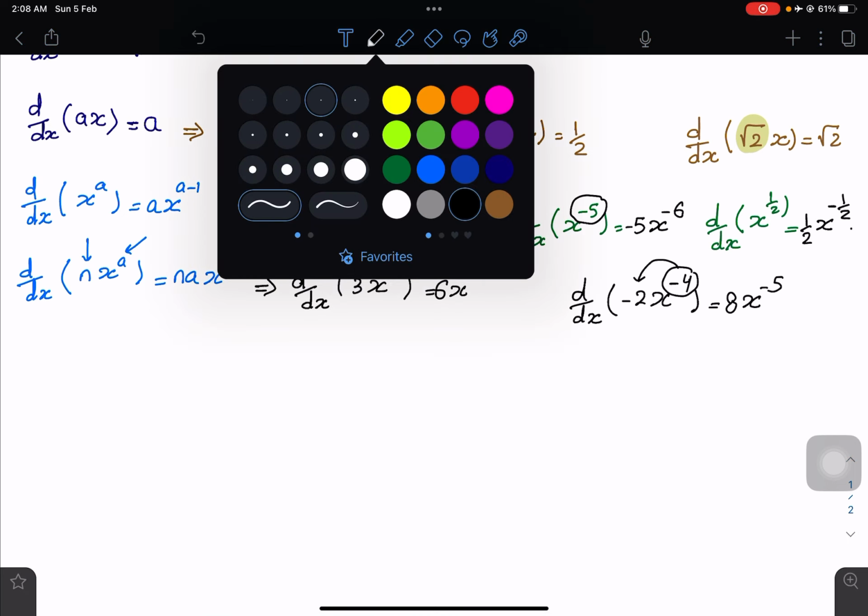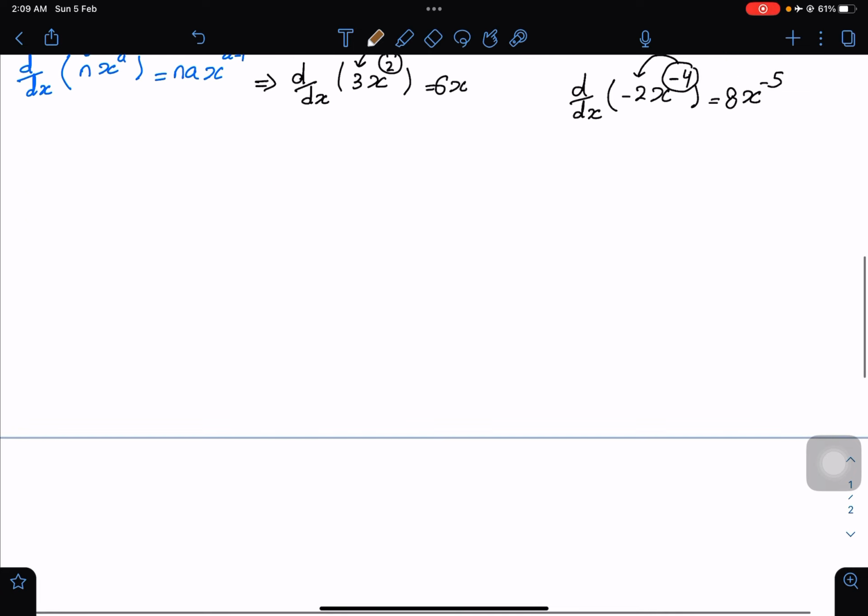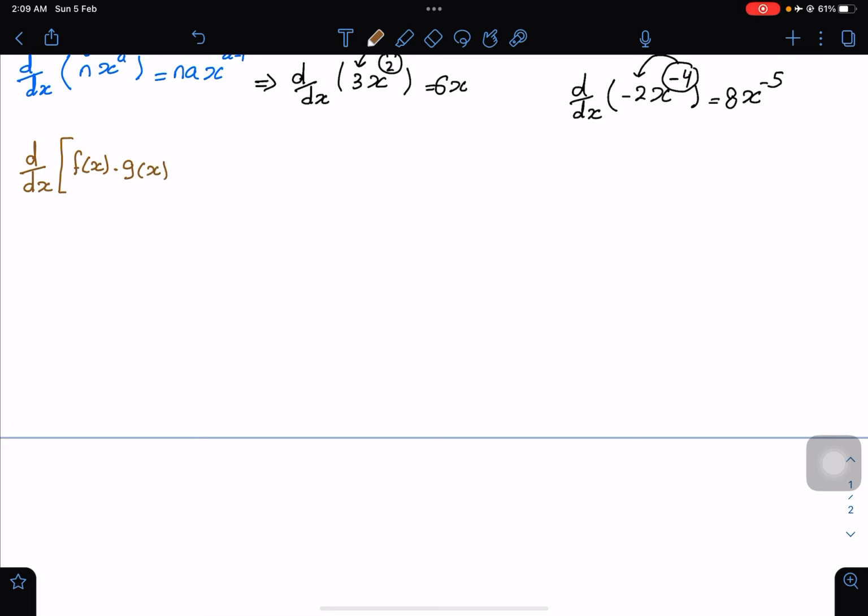Now, we have a new rule. The rule is: if you have two functions multiplied together, how to find a derivative? If I asked you to find d over dx of two functions multiplied together, f of x times g of x, the rule said what? The rule said drop the first function as the same, so f of x, then the derivative of the second function, so g dash x.